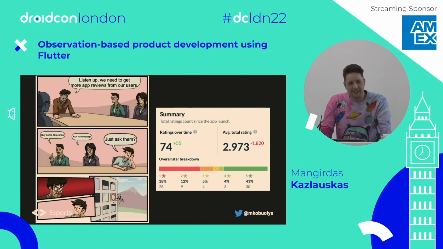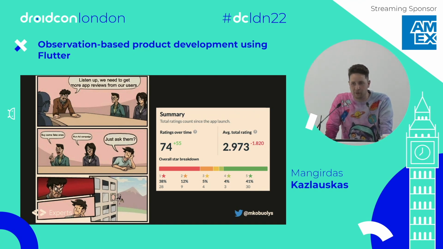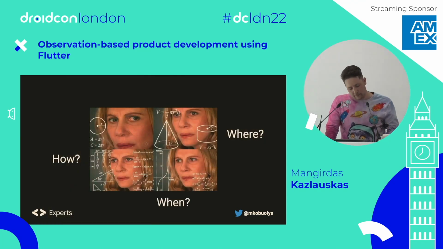Maybe we should buy them. Maybe we need to run some campaigns to improve this. But apparently, the initial question was whether we were even asking users to leave those reviews, and apparently that was not the case. Then we started questioning how we should implement this, where we should do that, in which specific place in the app, and at which specific moment.